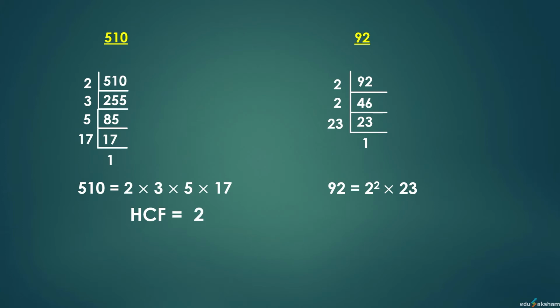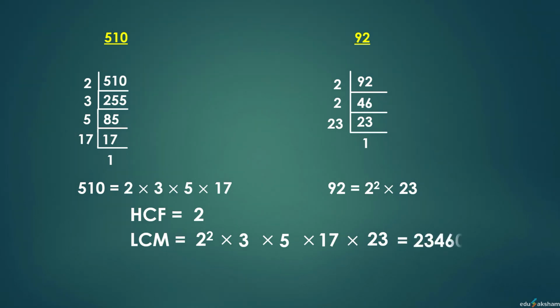Moving on to the LCM, it is the greatest power of each prime factor involved in the numbers. So, we will take the greatest powers of all the prime factors. The greatest power of 2 is 2 square. The greatest power of 3 is 3 to the power 1, so we take 3. And similarly, the greatest power of 5 is 5. The greatest power of 17 is 17. And the greatest power of 23 is 23. On multiplying these numbers, we get 23,460.